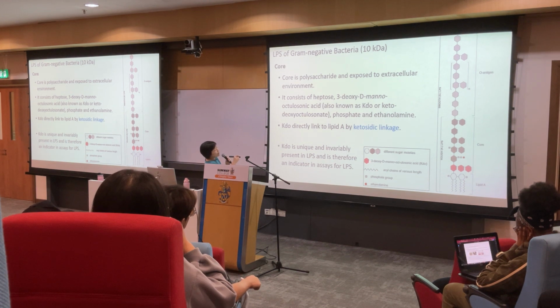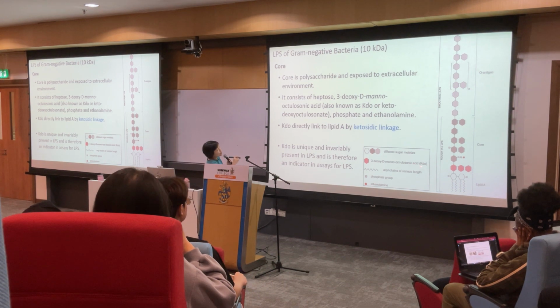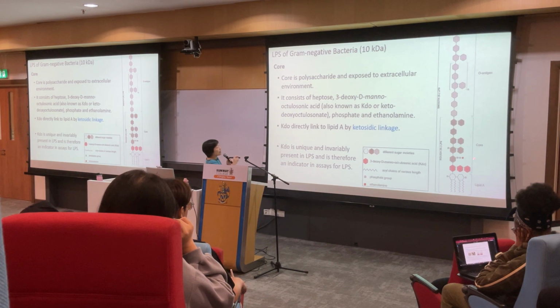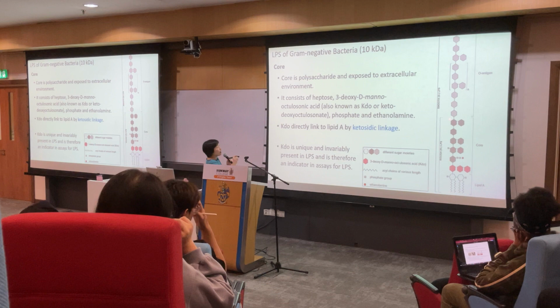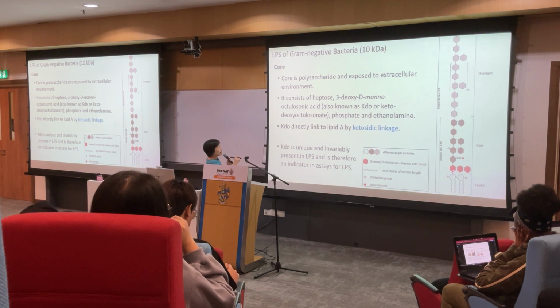This is called 3-deoxy-D-manno-octulosonic acid, or we call it KDO in short. KDO is important because it links the core and the O antigens with the lipid A. So this linkage is called a ketosidic linkage.